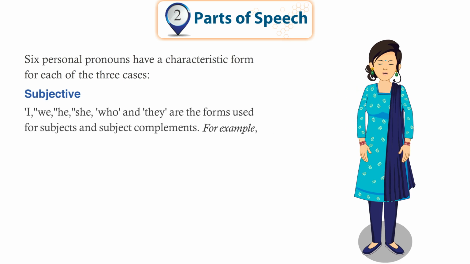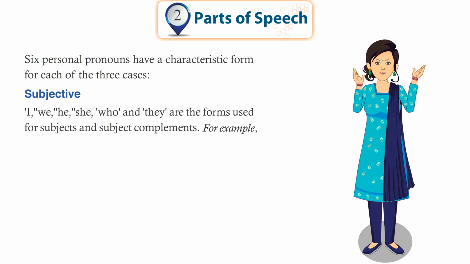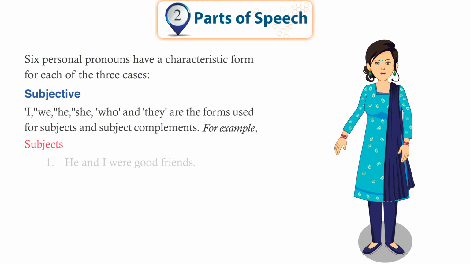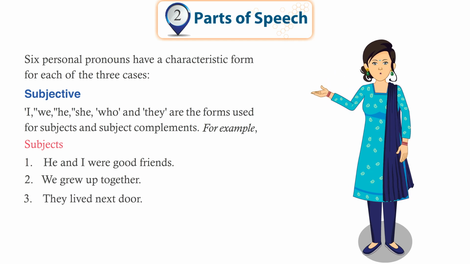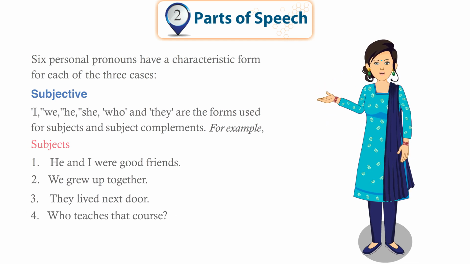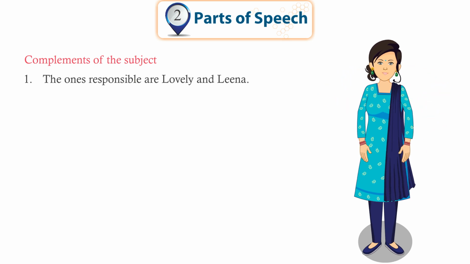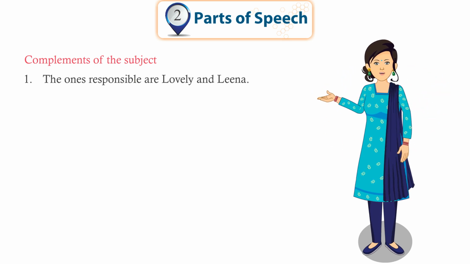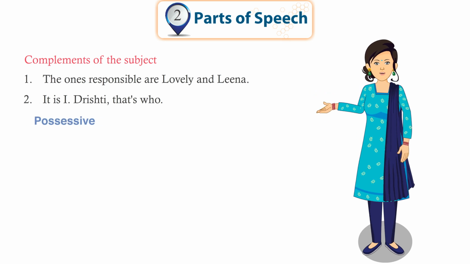Subjective: I, we, he, she, who, and they are the forms used for subjects and subject complements. For example, subjects: He and I were good friends. We grew up together. They lived next door. Who teaches that course? Complements of the subject: The ones responsible are Lovely and Leena. It is I, Drishti, that's who.